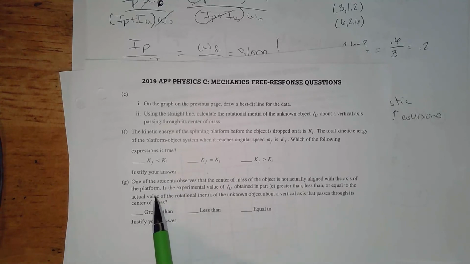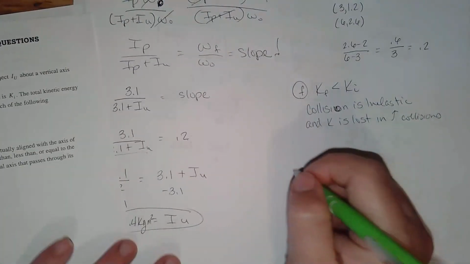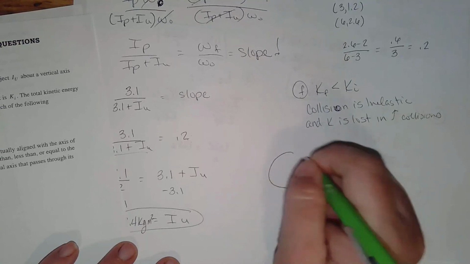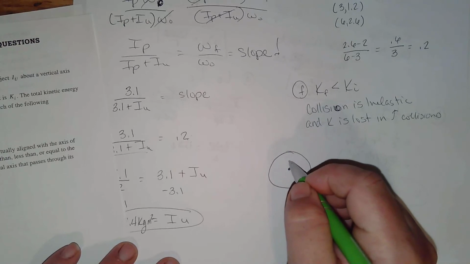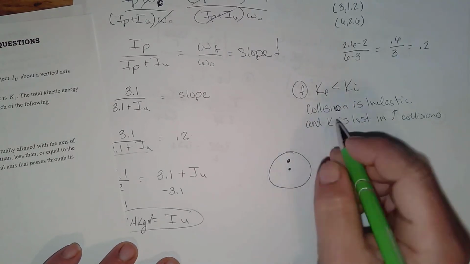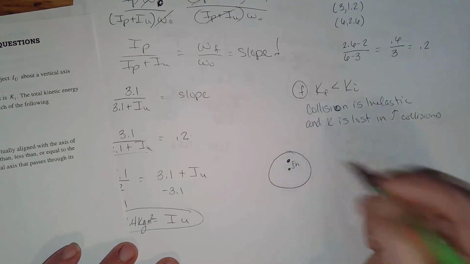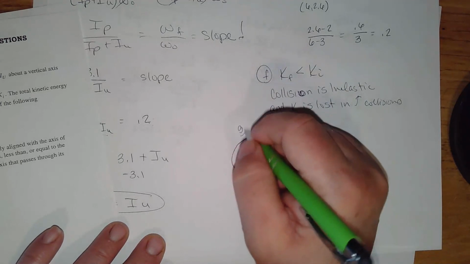All right, then they say, well, what if, though, they observe that the center of mass of the object is not really lined up with the axis of the platform? So is our experimental value that we got greater than, less than, or equal to the actual value of the rotational inertia? Okay, so my rotational inertia, here's the axis of rotation, but what if I land it where the axis of rotation is here? Okay, what I've done is I've now changed it. So I've moved it a distance h. And the reason I call it h is because we have this whole parallel axis theorem.